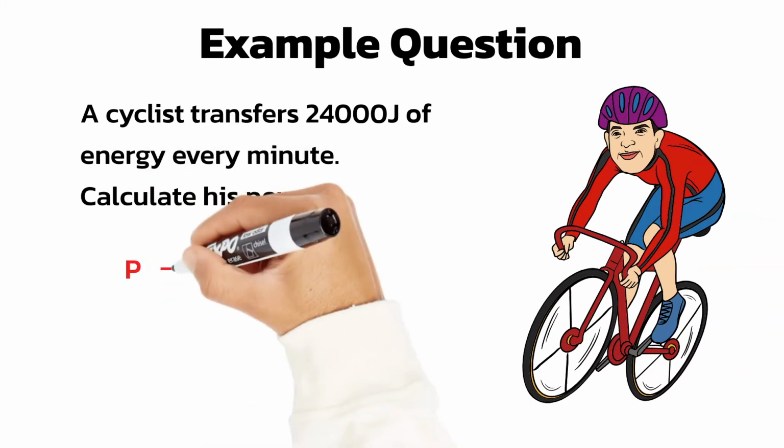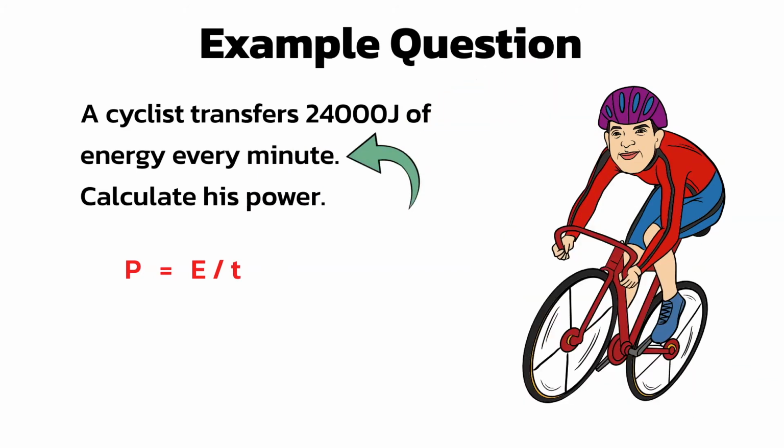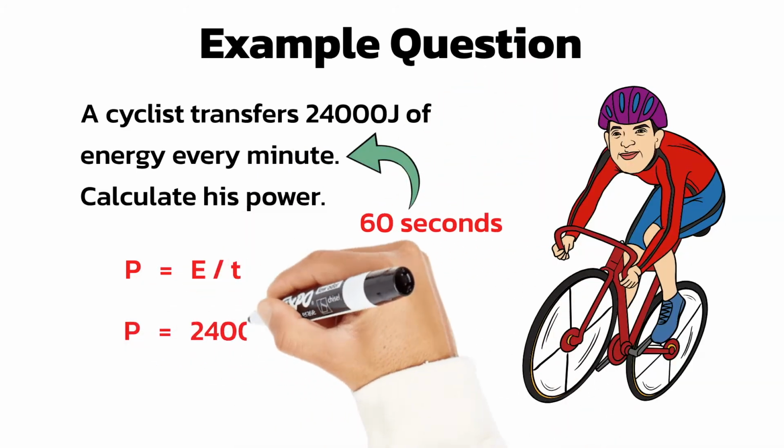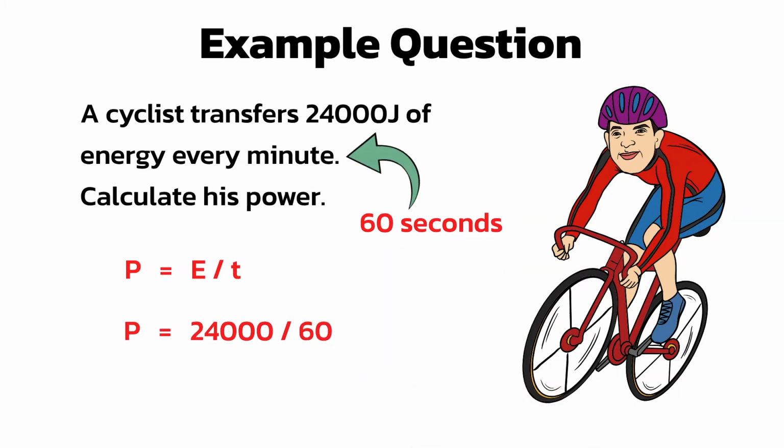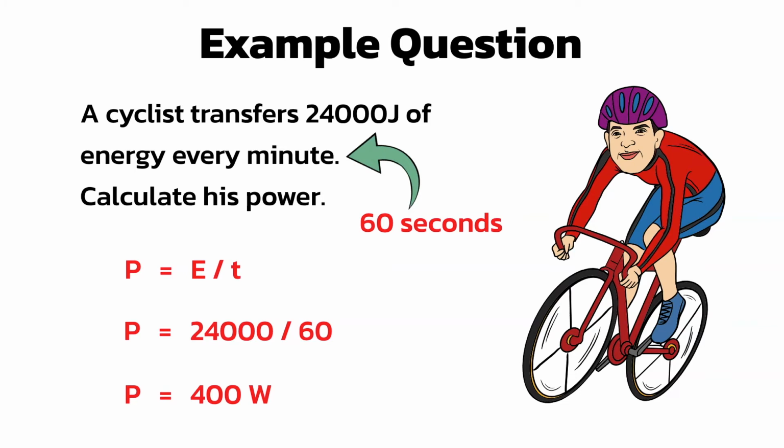Firstly, write the formula, power equals energy transferred divided by time taken. Remember 1 minute is equal to 60 seconds. So substituting in the numbers gives power equals 24,000 joules divided by 60 seconds. Giving the final answer of 400 watts.